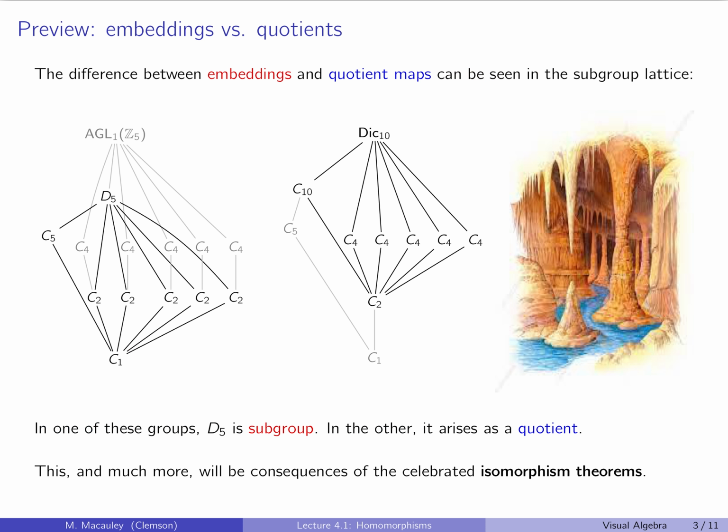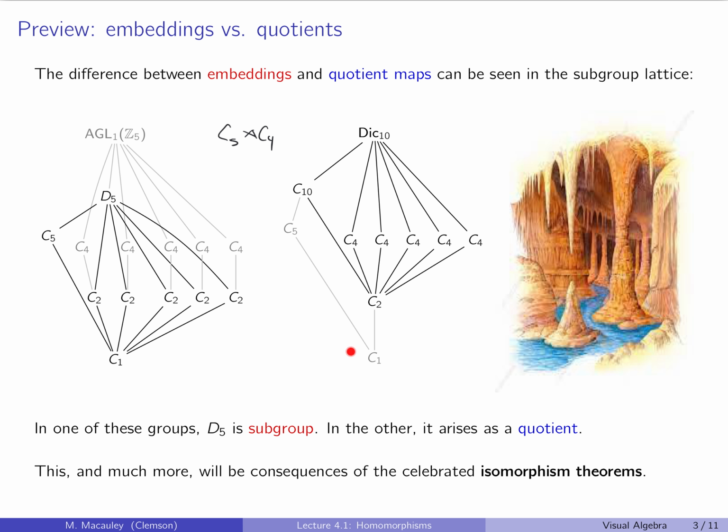The difference between embeddings and quotient maps can be seen in the subgroup lattice. Here are subgroup lattices of two groups of order 20 that we actually saw back in Chapter 2 when we constructed semi-direct products. Both of these are semi-direct products of C5 and C4. In this first lattice, D5 is a subgroup. You can see that because the subgroup lattice of D5 is sitting at the bottom of the lattice of the big group. In the other lattice, D5 actually arises as a quotient. And we can tell that because you see that lattice sitting at the top.